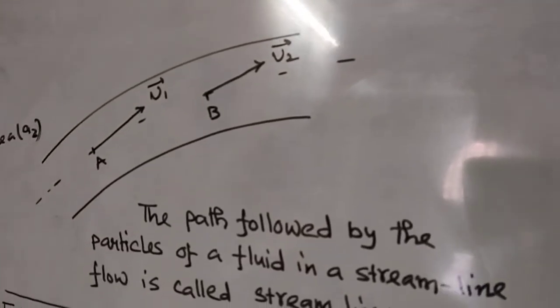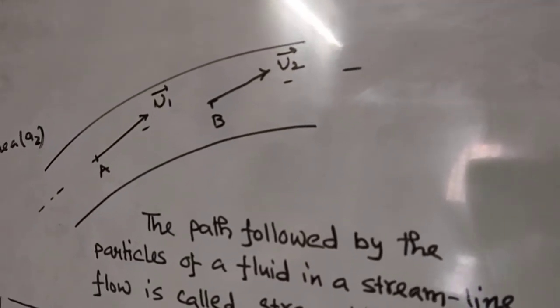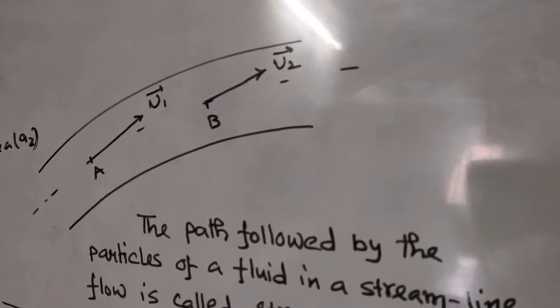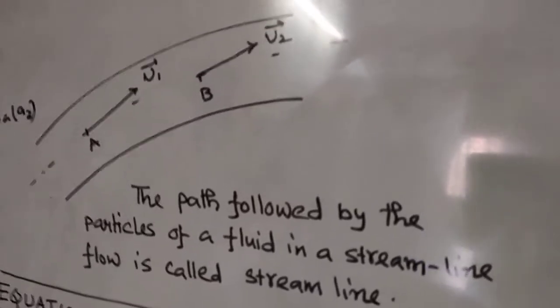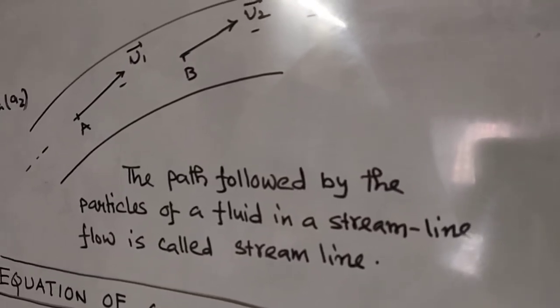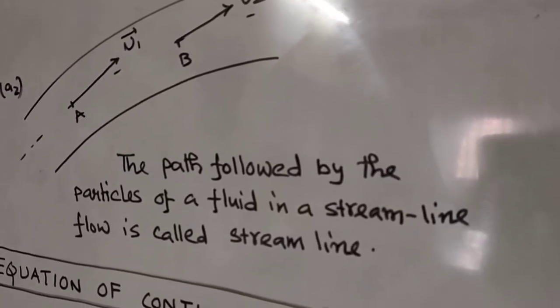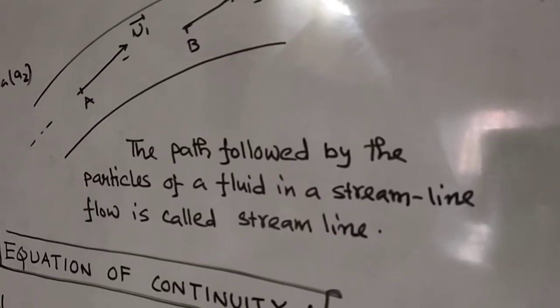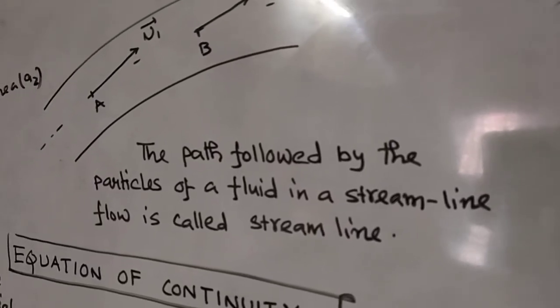And in the derivation which we are going to define from now onwards, we will consider the flow to be streamline. One statement I have written here: the path followed by the particles of a fluid in a streamline flow is called a streamline. Okay, it's a line, streaming.